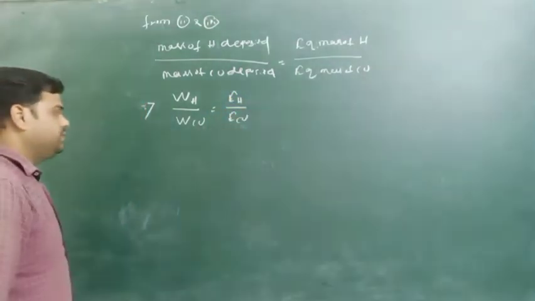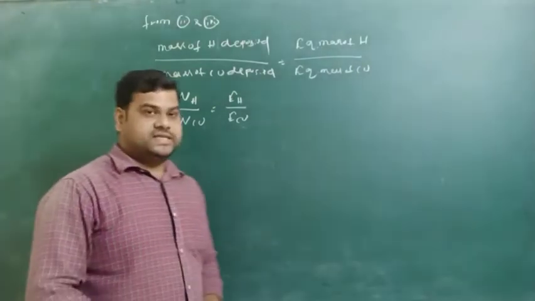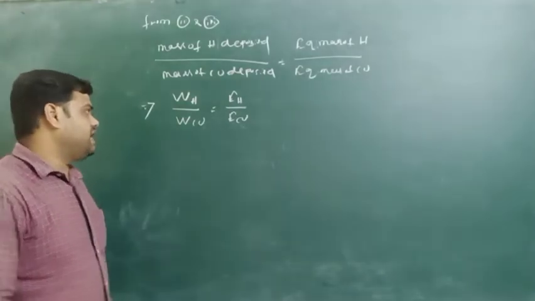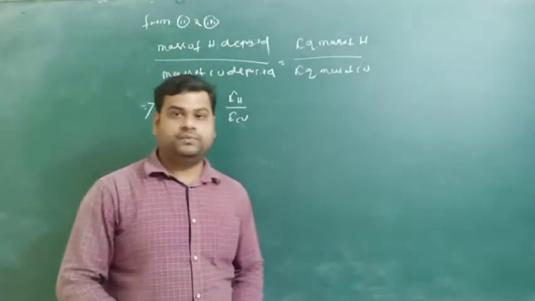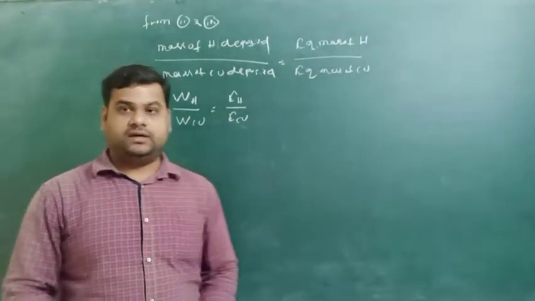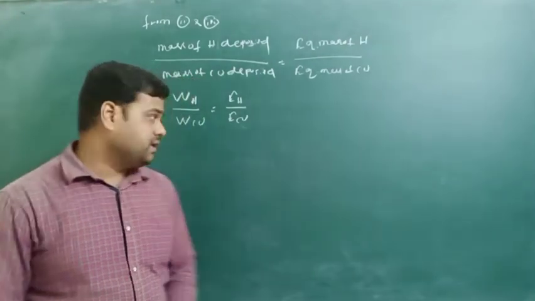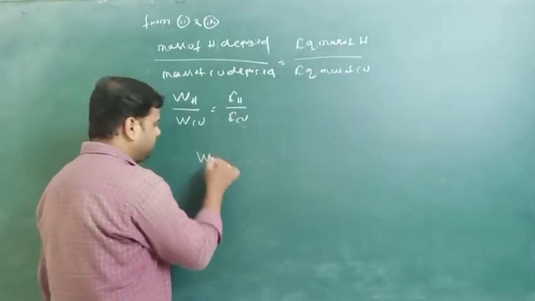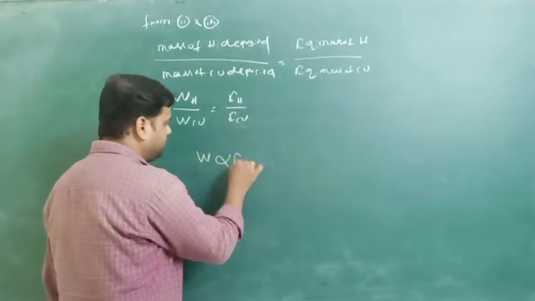Okay, so this is all about the second law of electrolysis, and here W equals the mass of substance deposited, Z equals the electrochemical equivalent, and E equals the equivalent mass. So we found that W is directly proportional to E.